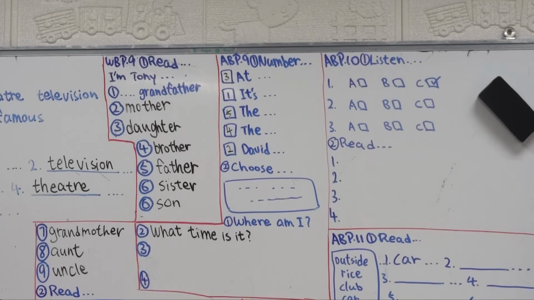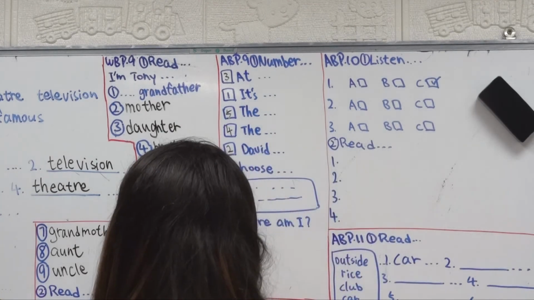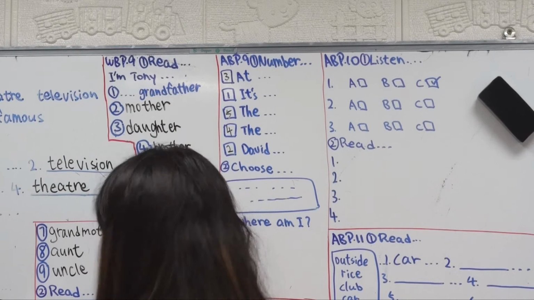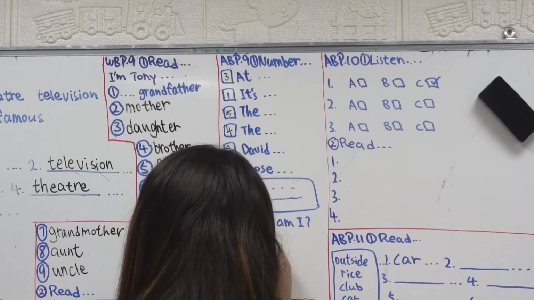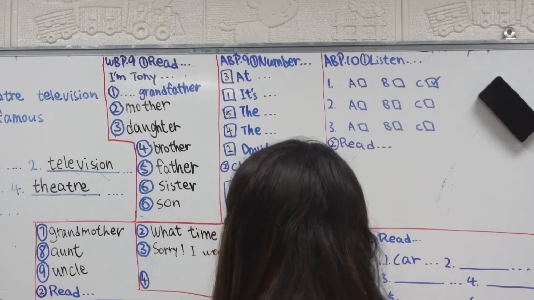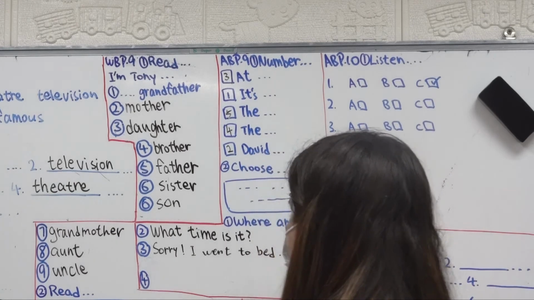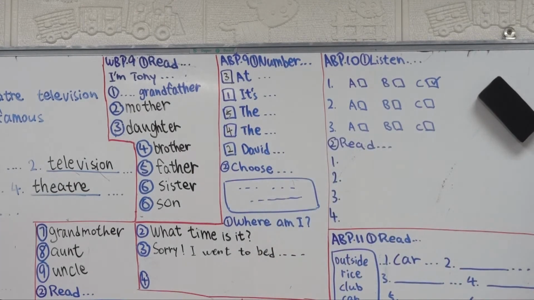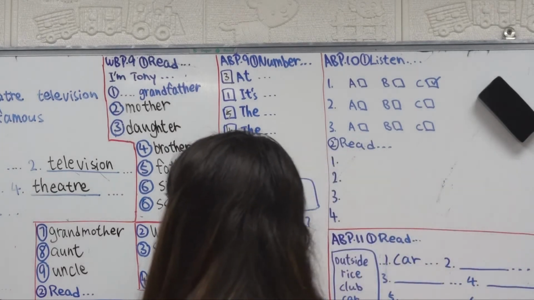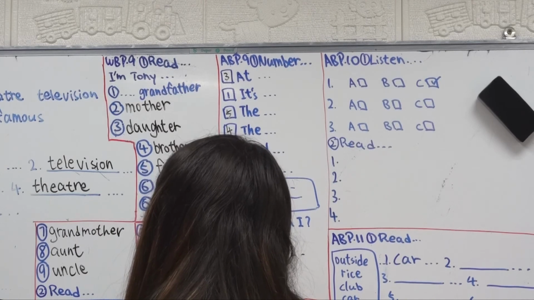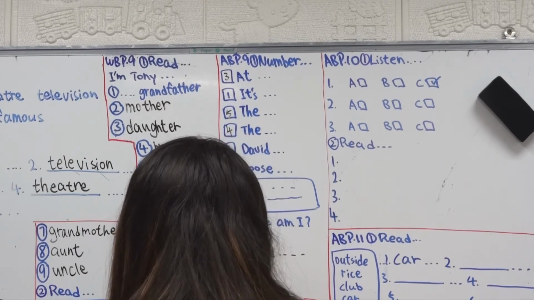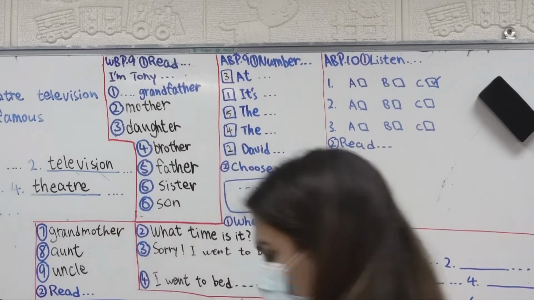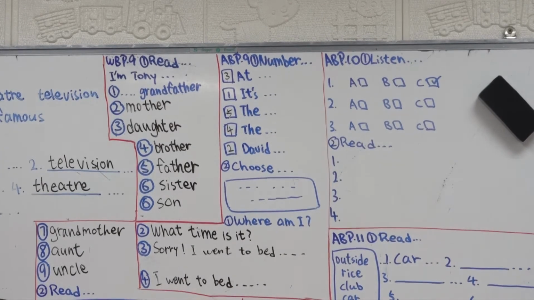Keep going. All right. David responds, sorry, I went to bed very late last night, right? So that should be the response. All right. You can write it on your own, right? I went to bed very late last night. Teacher said, what time did you go to bed? David said, I went to bed at midnight. Right? I went to bed at midnight. Teacher said, well, go to bed earlier tonight.